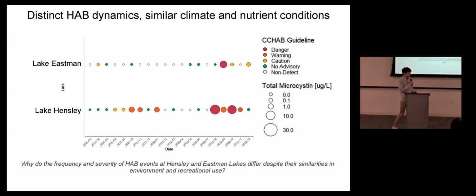This begs the question: why do the frequency and severity of HAB events at Lake Hensley differ despite their similarities in environmental and recreational use?